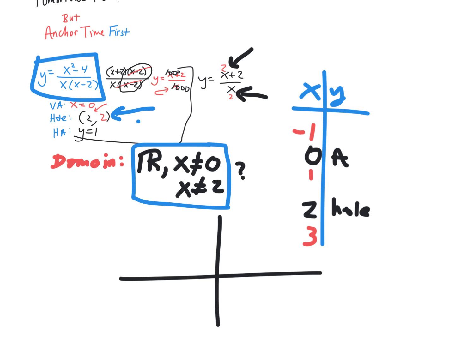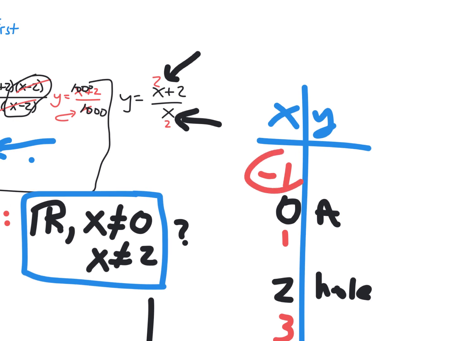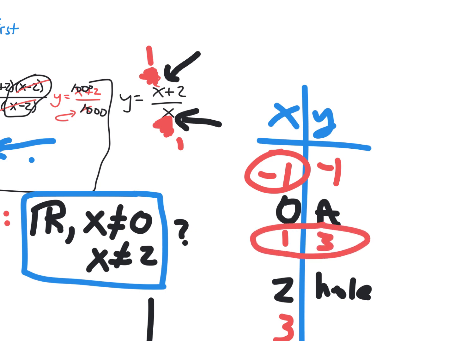When you put in -1, just so you know how you're doing here, you should have got 1 on top over -1, which is -1. So -1, -1 is a point on this graph. And when you put in +1, you'd get 3 over 1, which is 3. And those are working out really nice, which is why it's a really smart idea to test just on either side of the asymptote.